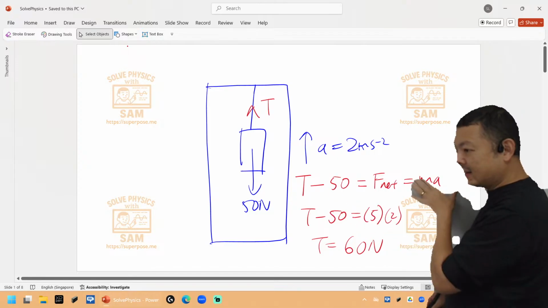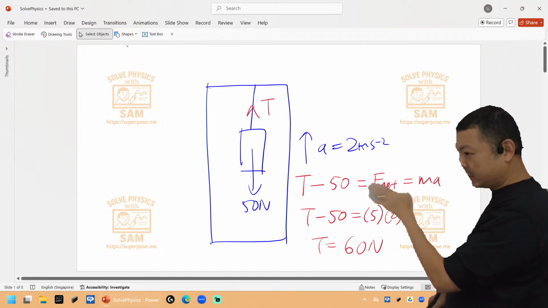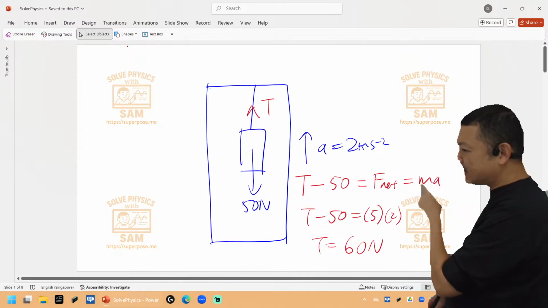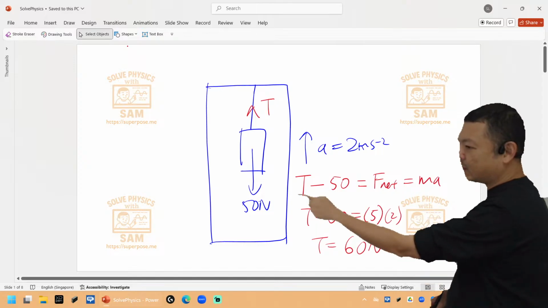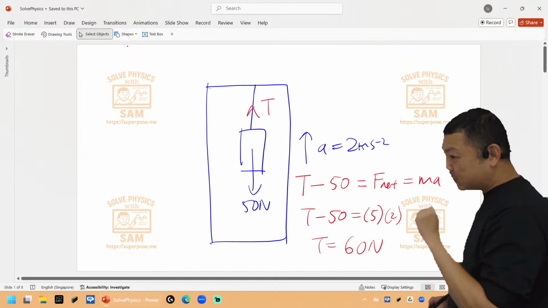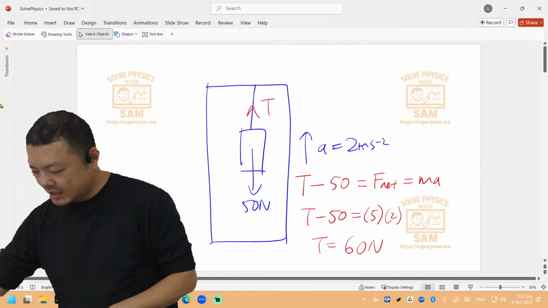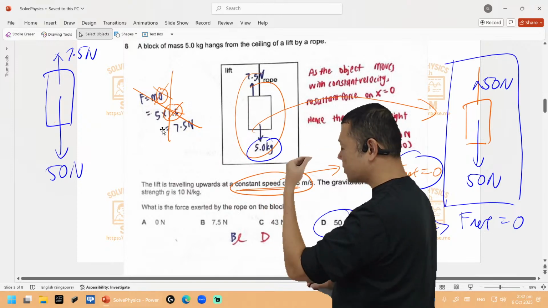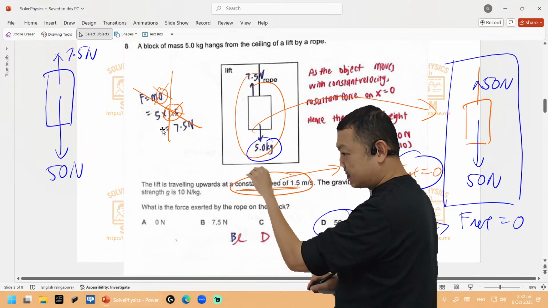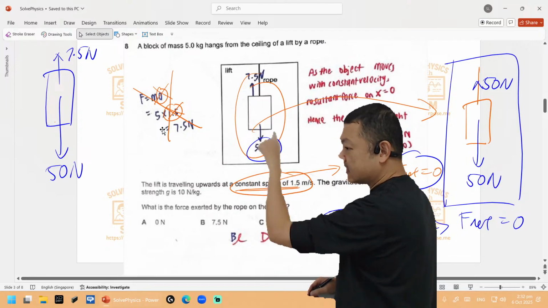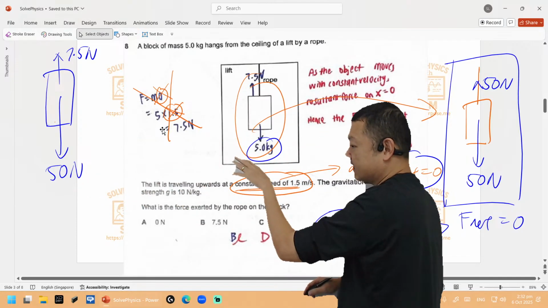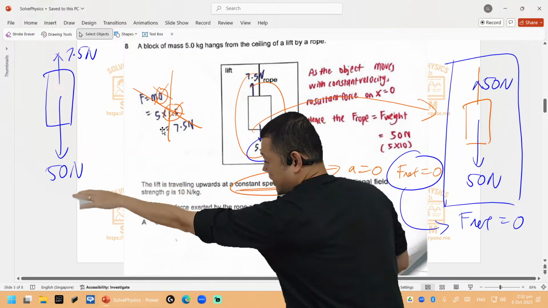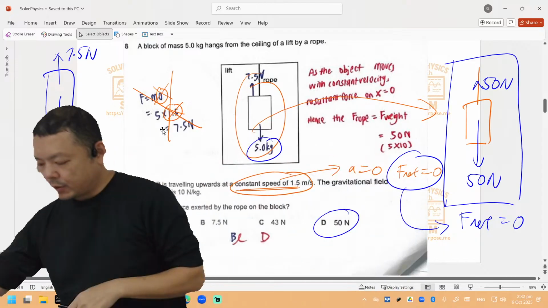You understand the concept. You understand how to work the equation, but you kept mixing up mass and weight. That's why I'm saying it's very dangerous. Whenever I see working like this, this is a red flag to me, because I think you're not very clear. So mass is not a force. 50 newtons is the weight, which is a force. 5 kg is a mass. So when you see M, you use 5. When you see mg, then you use 50. Understand? Okay, cool.